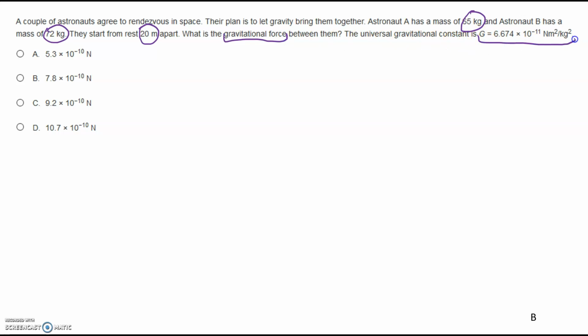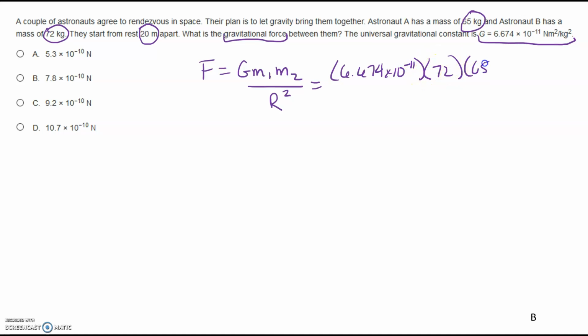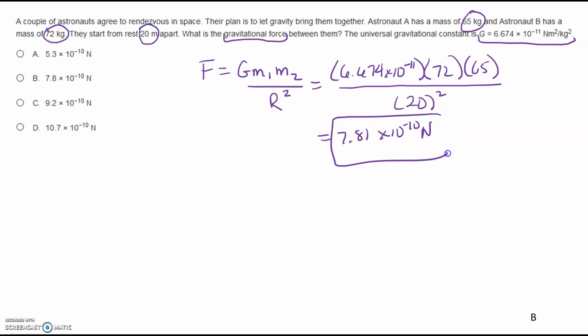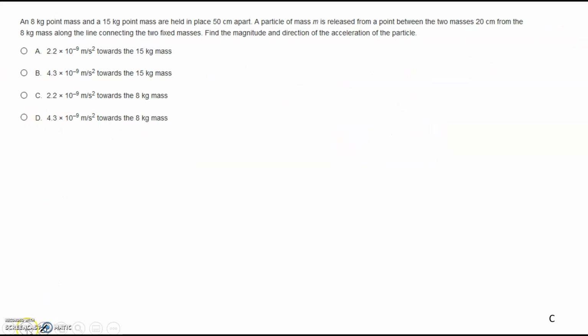And this is the constant. This is a straightforward use of this formula. So we're just going to plug in what we have. 72, because those are in kilograms. Those need to be in kilograms. This is already in meters. And I get this, which is this.